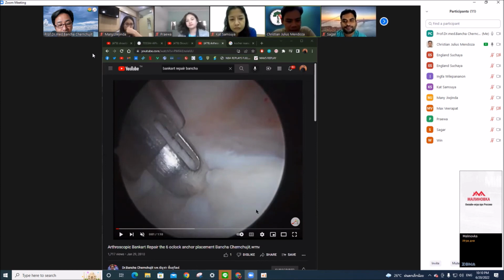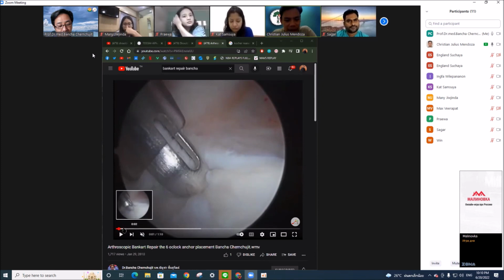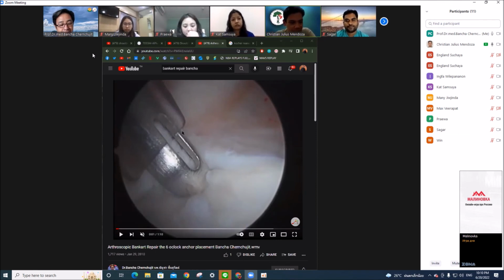This is one case of yours, an arthroscopic Bankart repair. For everyone, this is an arthroscopic image of the shoulder. Shown in the image is the application of the suture anchor, an implant we use to repair the labrum. You can see the edge of the glenoid and the labrum.